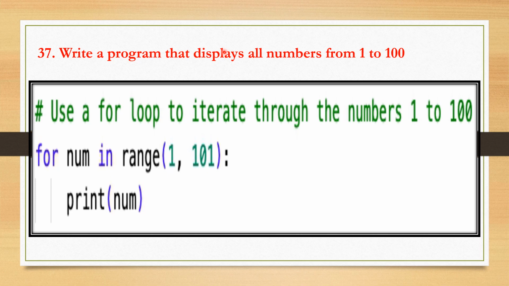The next program is to display all the numbers from 1 to 100. Here we are using a for loop to iterate through the numbers 1 to 100. The range function is used to generate a sequence of numbers from 1 to 100 inclusive, and the range function is called with two arguments: the start value 1 in this case, and the end value 101 in this case, which is exclusive. Inside the loop, the variable num takes on each value in the range from 1 to 100 in each iteration, and the print function is used to display the value of num on the console. The loop continues for each number in the range, displaying the numbers from 1 to 100. Once the loop finishes iterating through all the numbers, the program ends.